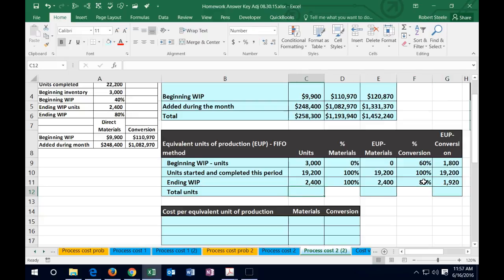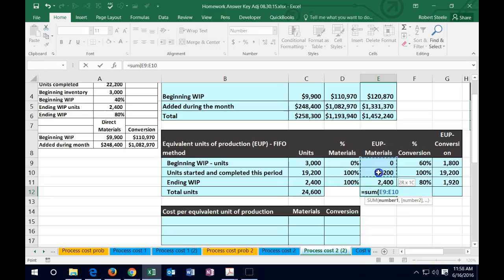So if we sum these up, we've got the 3,000 units plus the 19,200 started and completed plus the ending. Those are the units that we're going to have to allocate out in terms of the cost that we had during this time period. And in terms of equivalent units for materials, we're summing up none of the beginning, because those were all in there last time, all of the ones that are started and completed, and all of the ones that were started and not completed are going to be in there.